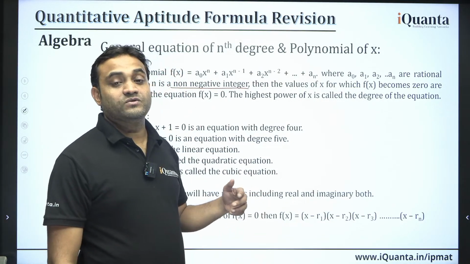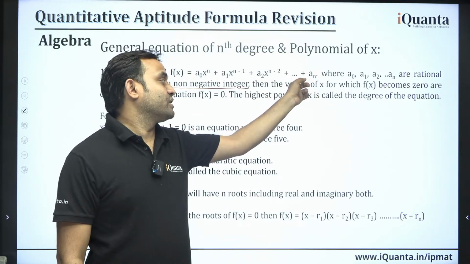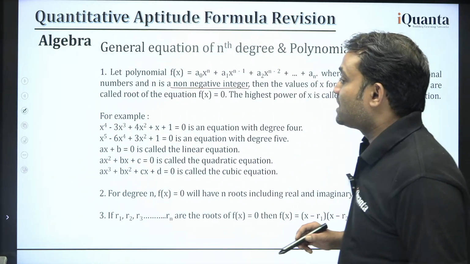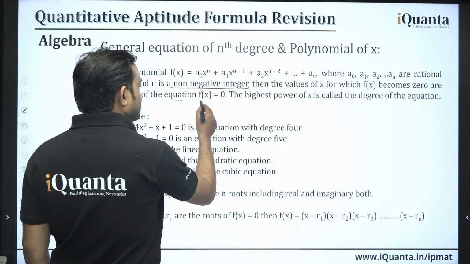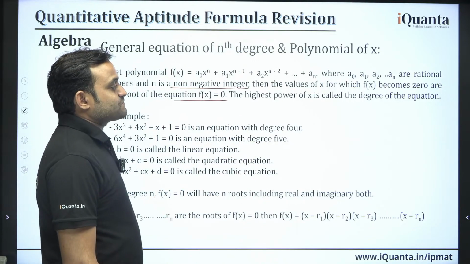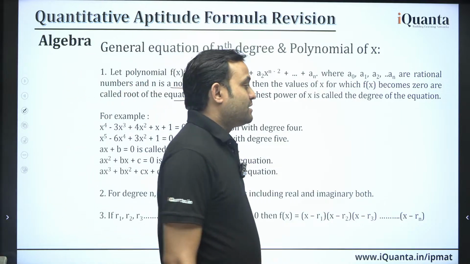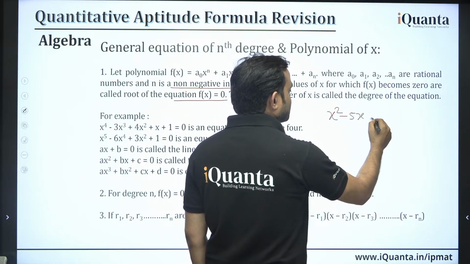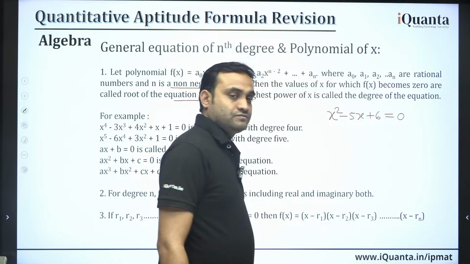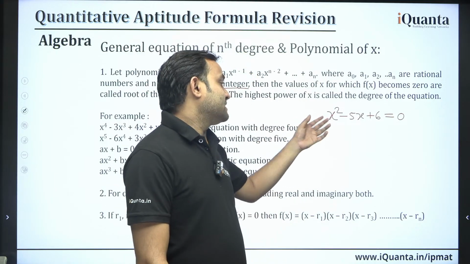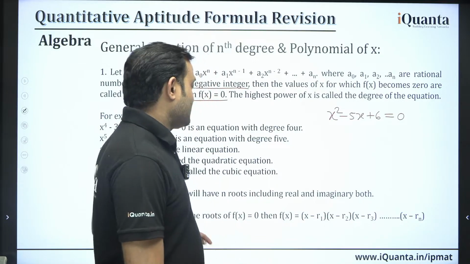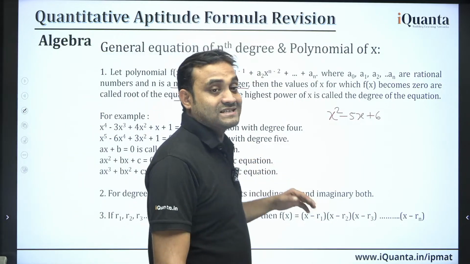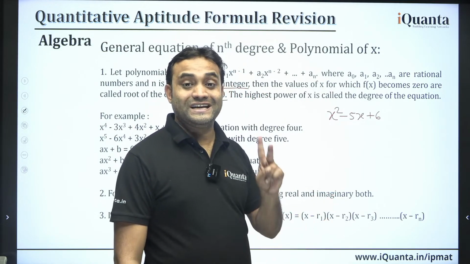When it's 0, then we say that it's a constant term. The power of x is 0 here. That's why it's a constant term. Then the values of x for which f(x) becomes 0 are called roots of the equation f(x) = 0. The highest power of x is called the degree of the equation, meaning if we have an equation x square minus 5x plus 6 is equal to 0, then we say that this is a polynomial of x with a degree 2, quadratic.